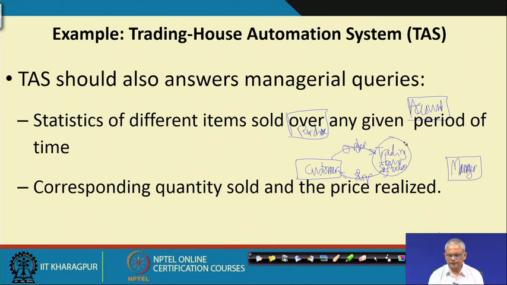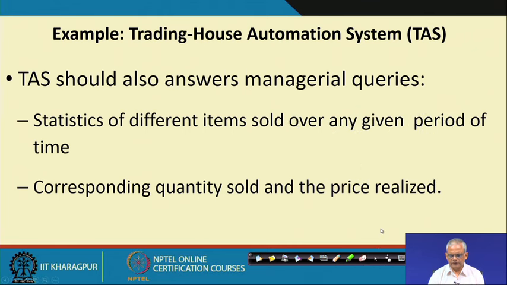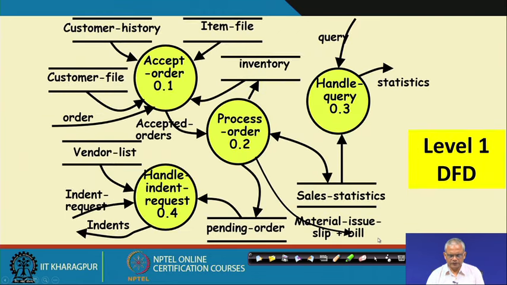The account department looks at the order and checks the credit worthiness. The purchase department looks at the pending orders and issues the indents. The manager requests for statistics, the statistics request, and gets the statistics response. So, drawing the level 1 diagram is rather straightforward. So, we have drawn the level 1 diagram here.